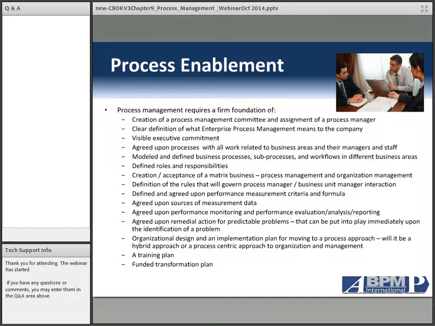And defining the roles of those people who are going to be involved, and I think I'm losing my voice again.